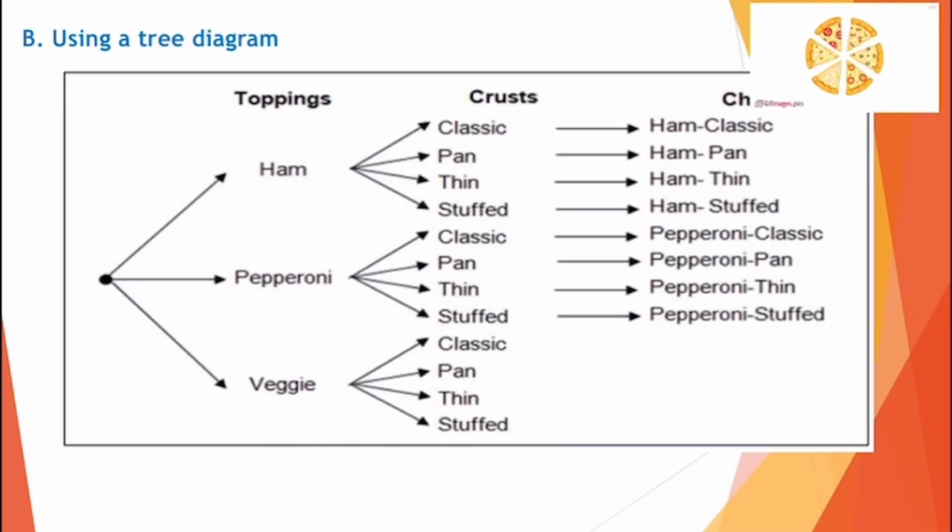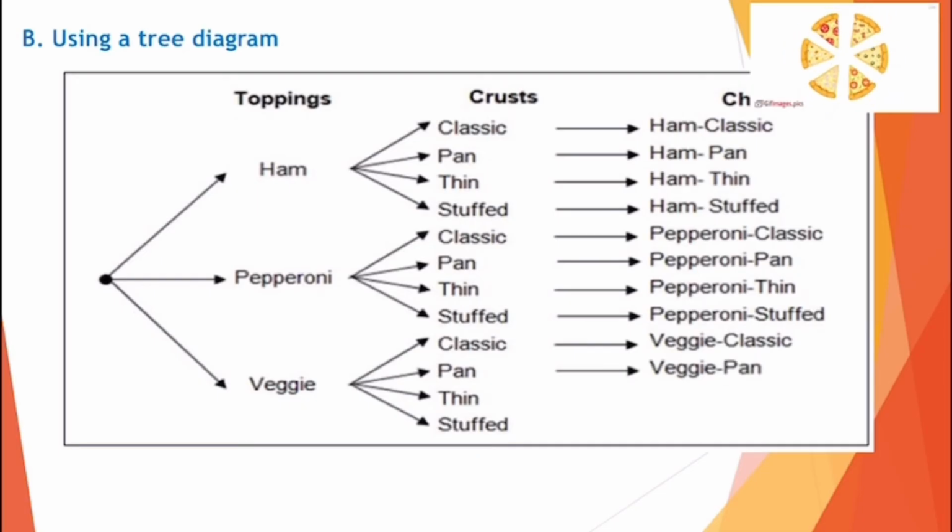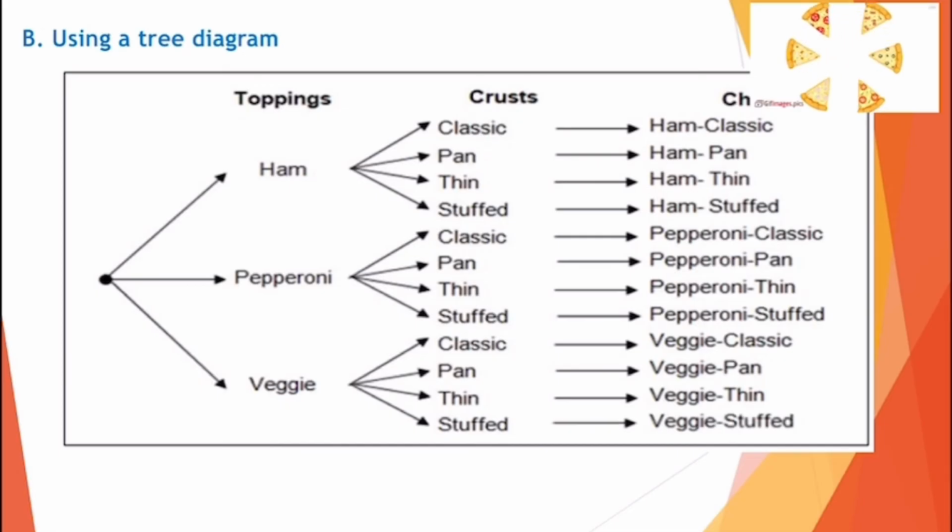Next, for our last topping, if our topping is veggie and the crust is classic, we have veggie classic crust. Next, if our topping is veggie and our crust is pan, we have veggie and pan crust. If our topping is veggie and our crust is thin, we have veggie thin crust. And if our topping is veggie and our crust is stuffed, we have veggie stuffed crust.